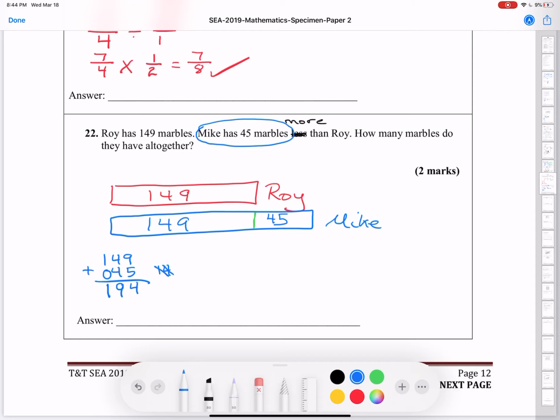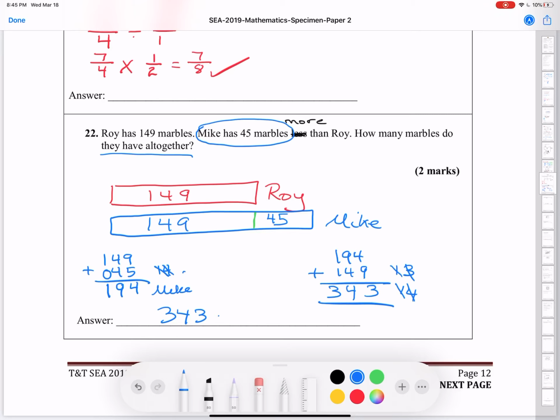Okay. So now that we know how many Mike has and we know how many Roy has, we can find out how many marbles they have all together. Easy as pie. So 194 plus 149. 9 and 4, 13. 9 and 4 again, 13. And 1 make 14. 1 and 1, 2, and 1, 3. So together they have 343 marbles. Right? Even if you didn't write the word marbles, you'd get it correct.